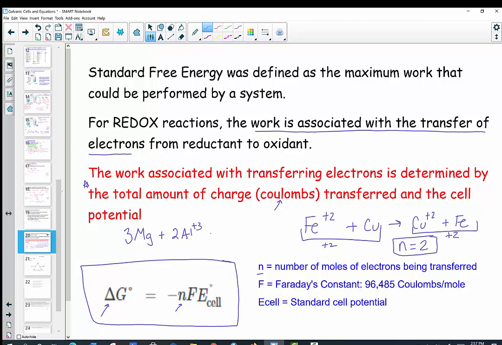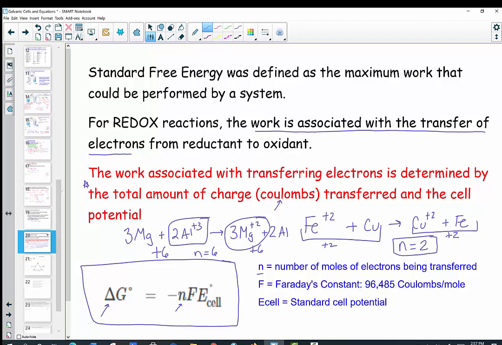plus aluminums going on to make 3 magnesium ions and 2 aluminum atoms. What's the net charge? 2 units of a +3 is +6. 3 units of a +2 is +6. How many moles of electrons were transferred in that redox reaction? 6. It's the net charge from the balanced equation that allows me to find the n, number of moles of electrons being calculated.